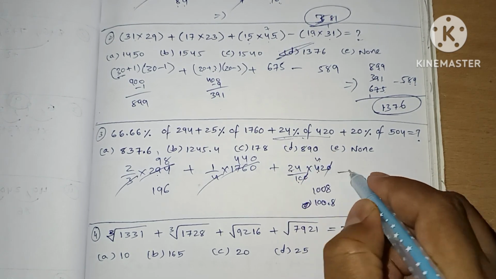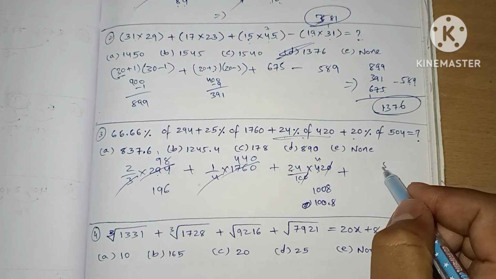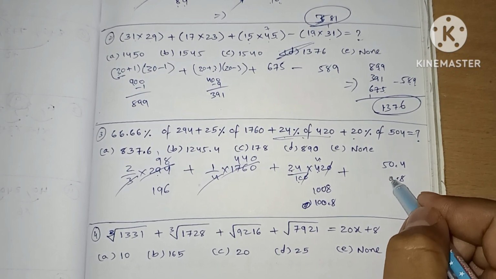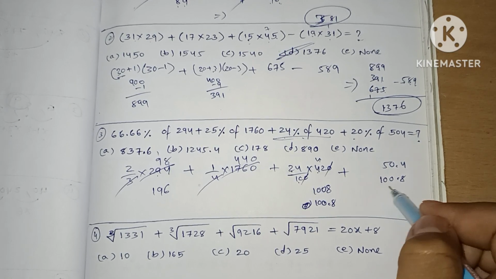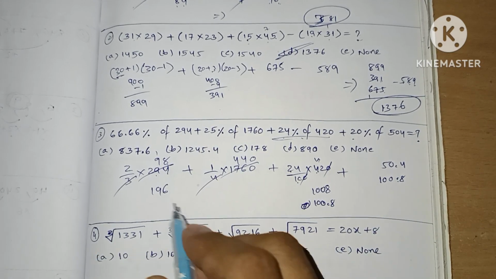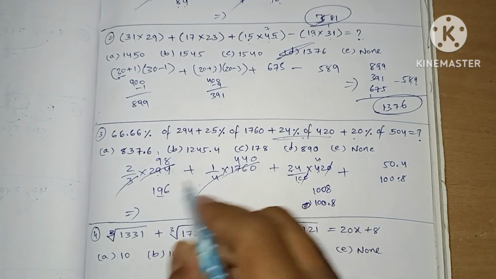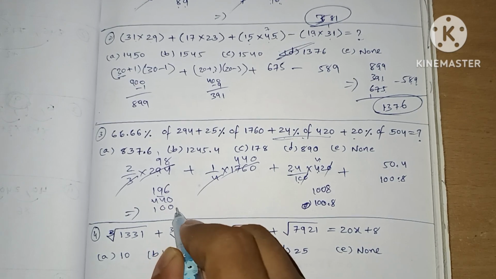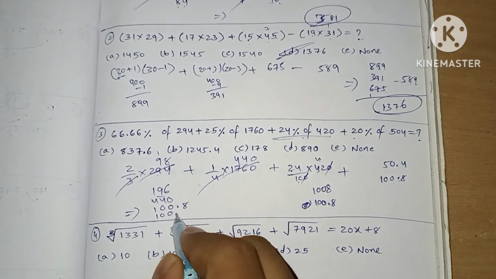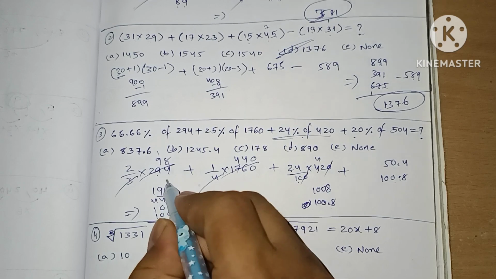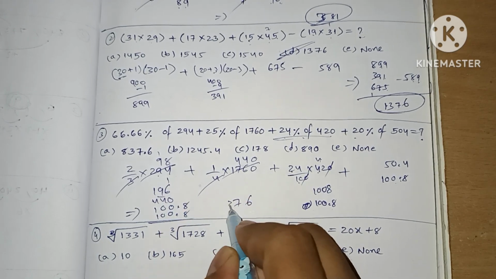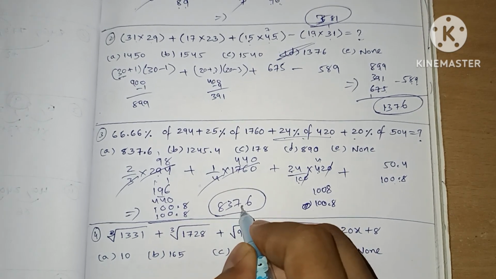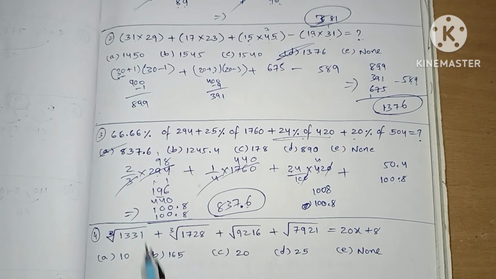Okay, plus 20% of 504. 10% value is 50.4, so 20% value means into 2. We get 100.8. So totally we have 196 plus 440 plus 100.8 plus 100.8. So what we are left with is 16. This will be 7, 9 plus 4, 13, 837.6. So answer will be option A.